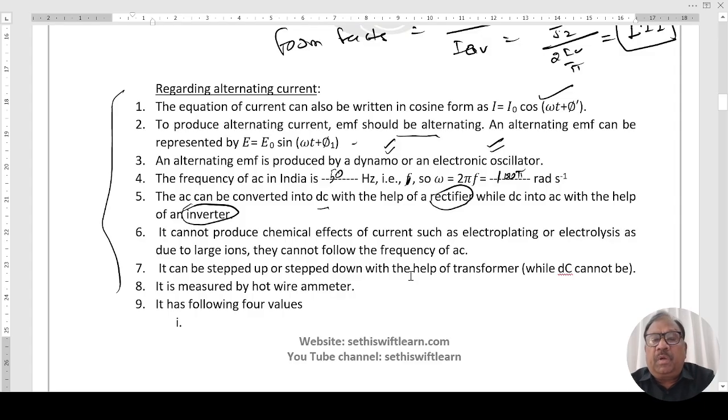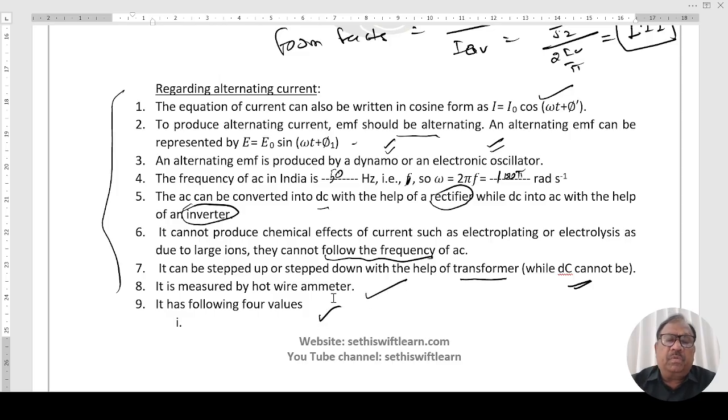It cannot produce chemical effects of current such as electroplating or electrolysis, as due to large size, the ions cannot follow the frequency of AC. It can be stepped up or stepped down with the help of transformer. It is measured by hot wire ammeter.